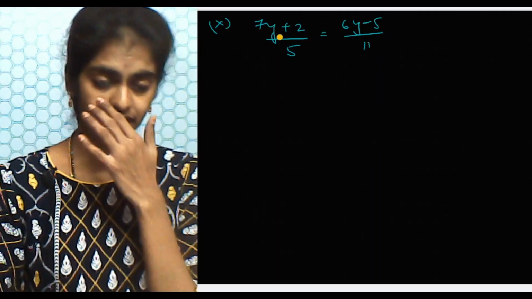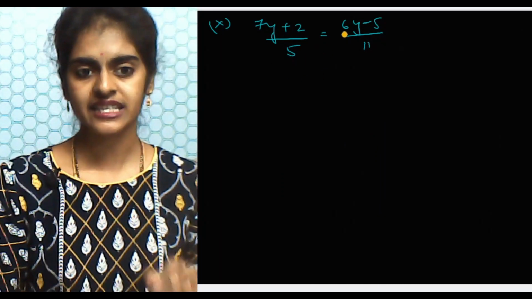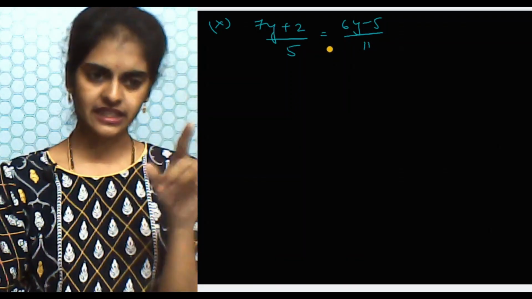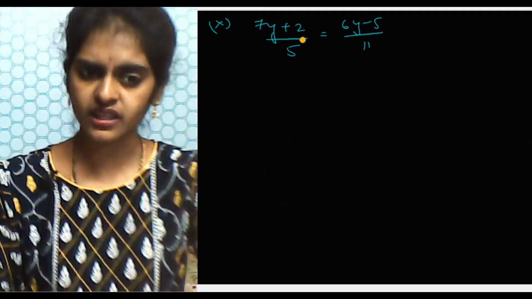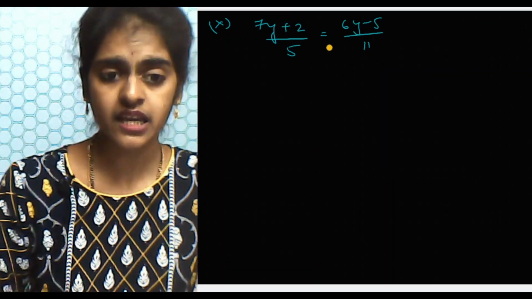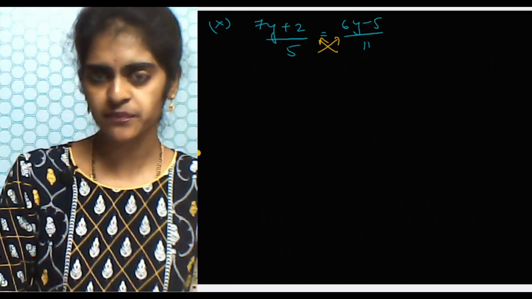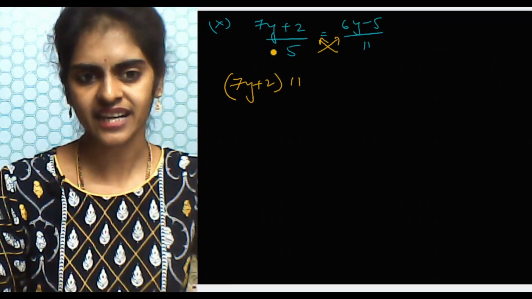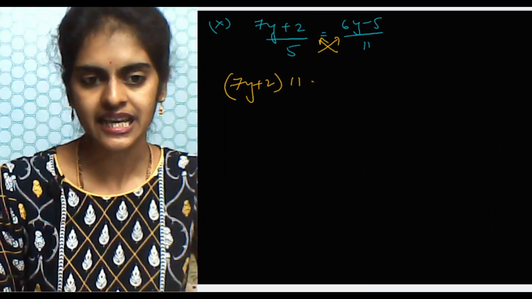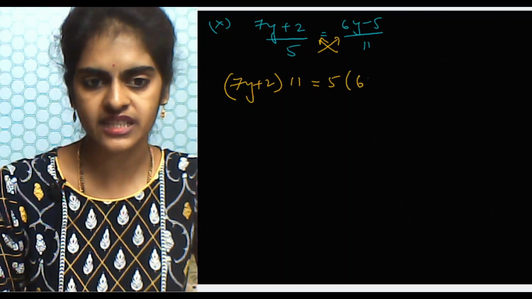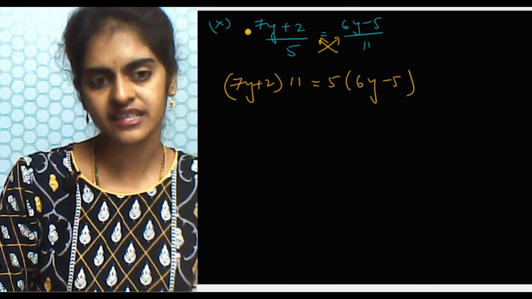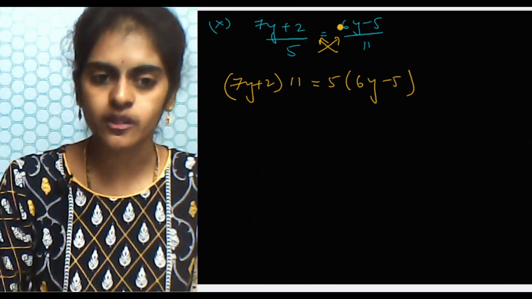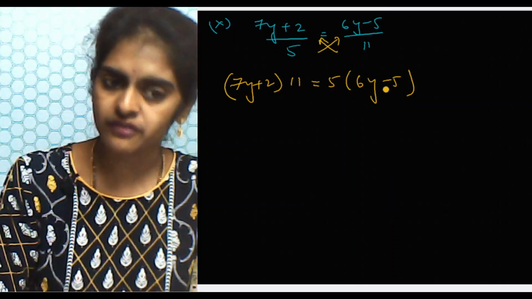So here you have 7y plus 2 divided by 5 is equal to 6y minus 5 divided by 11. This is similar to the previous one, but here you see you have two fractions in this way. So here also simple, just cross multiply. So 7y plus 2 multiplied by 11, direct fractions you have, so you can directly cross multiply, is equal to 5 into 6y minus 5. Nothing but this numerator on LHS I am multiplying with the denominator of RHS, and numerator of RHS I am multiplying with denominator of LHS.